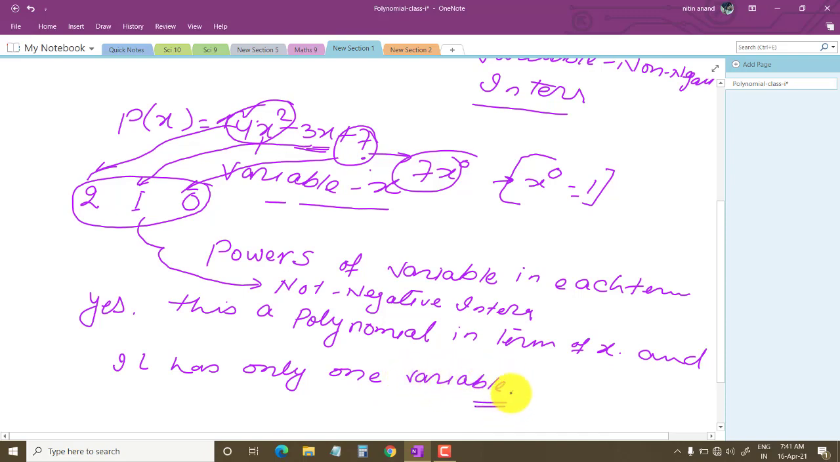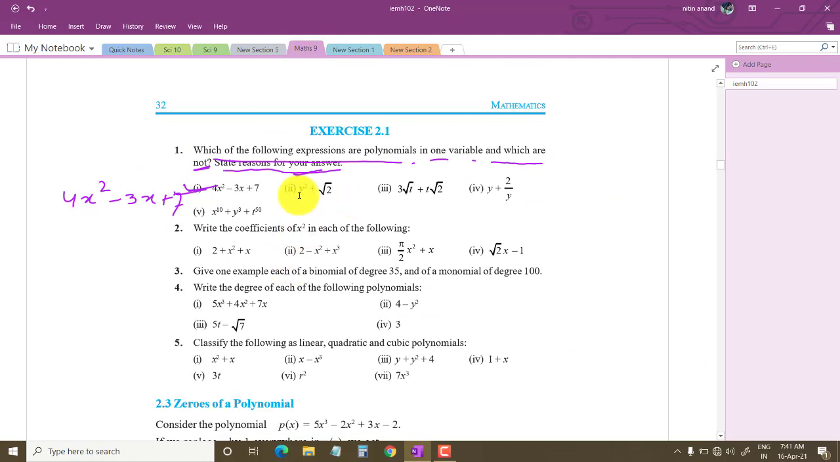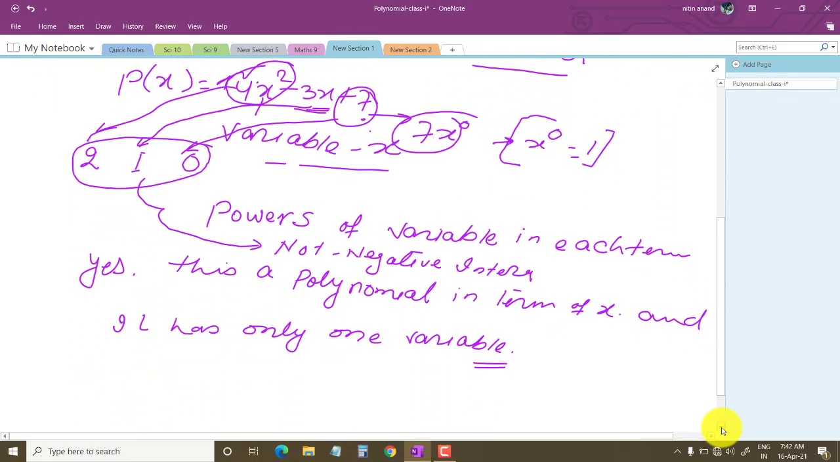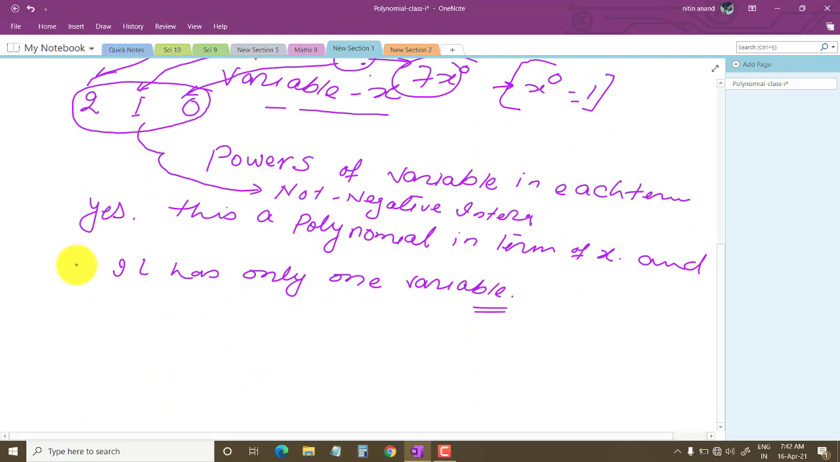Clear? This completes our solution for that question. Now see the second question, y square minus root 2. Now we will discuss question number 2.